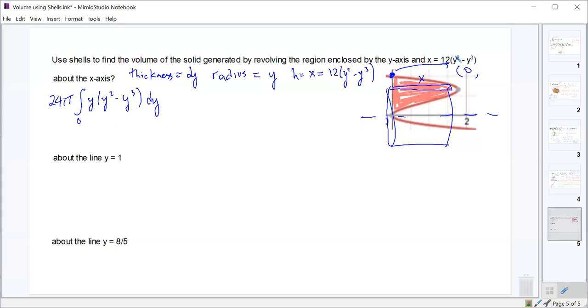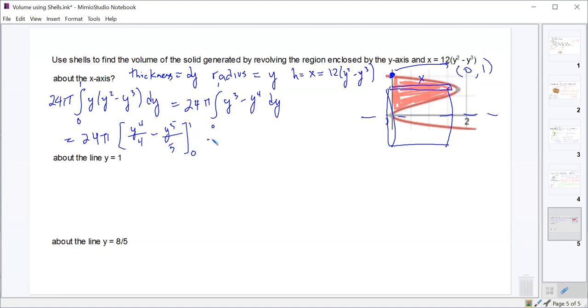What y value makes this 0? Yep, 0, 1. You should be able to just see 1 squared minus 1 cubed is 0. So 0, 1. And so now we'll distribute that y through, y cubed minus y to the 4th dy, giving us 24 pi times y to the 4th over 4 minus y to the 5th over 5 from 0 to 1.